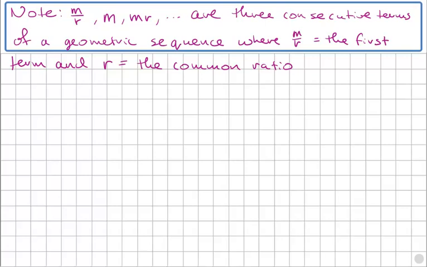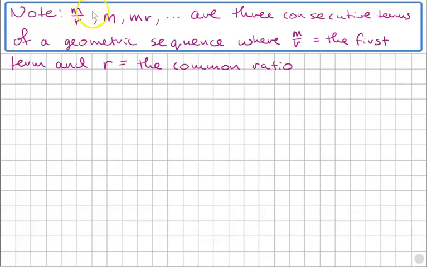Geometric sequences, example 4. Note, m over r, comma m, comma m r, are three consecutive terms of a geometric sequence, where m over r is equal to the first term and r is equal to the common ratio. Now in your textbook, it doesn't use m, it uses a, but I think this is a little bit confusing, because if you have a over r, comma a, comma a r, we're used to seeing the a as the first term, but in this case, the a would be the second term.